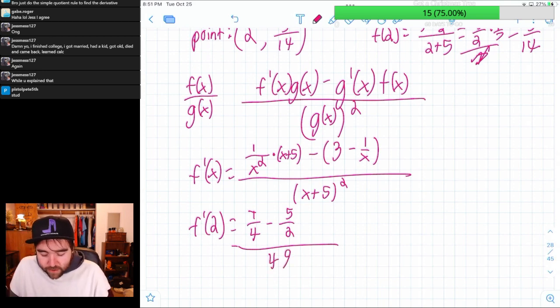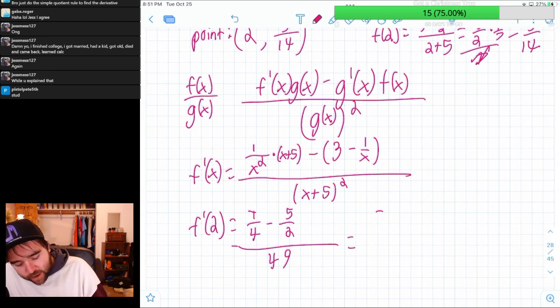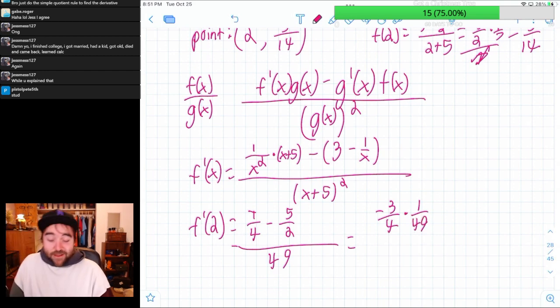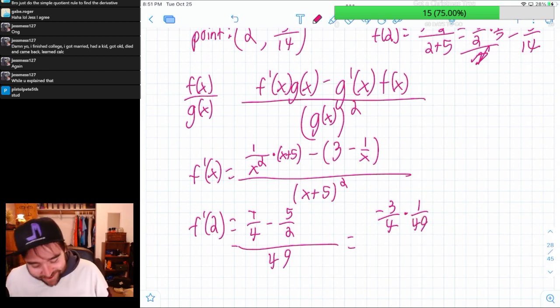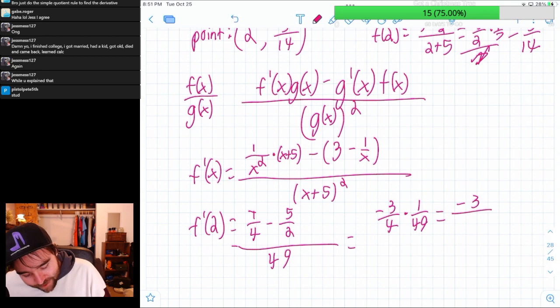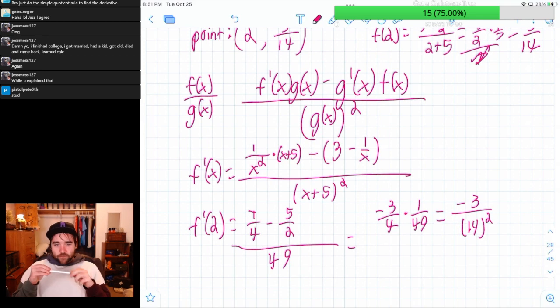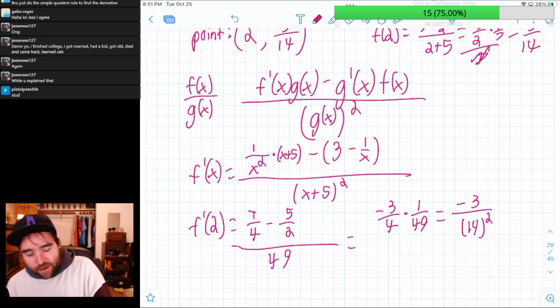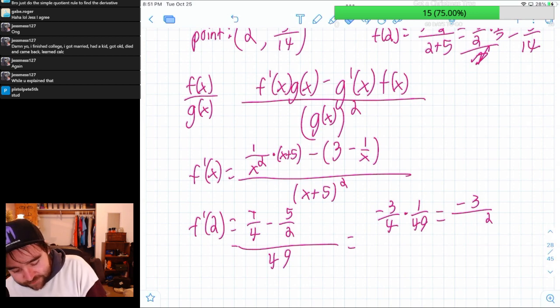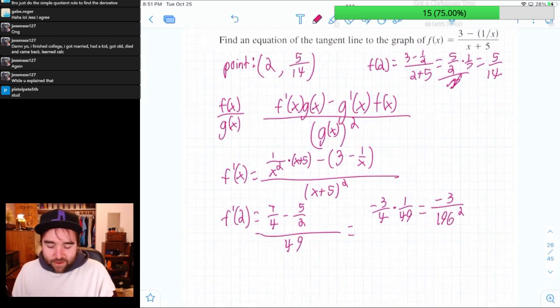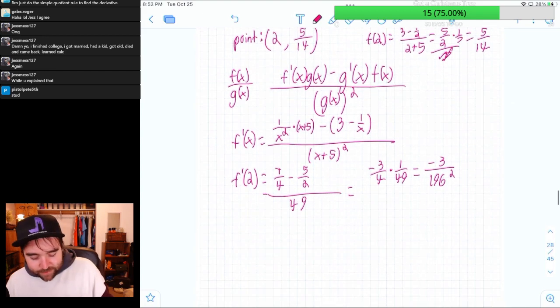So 49. So what's 7/4 minus 5 halves? Well, 5 halves is 10/4. So 7/4 minus 10/4 is negative 3/4 over 49. So times 1 over 49. 4 times 49 is 196. So we end up with negative 3 over 196. Okay, so that was probably not the easiest point to choose, but now we can write our equation.